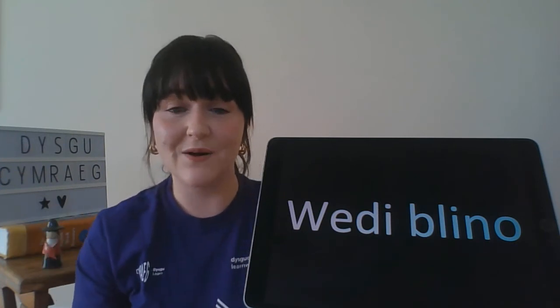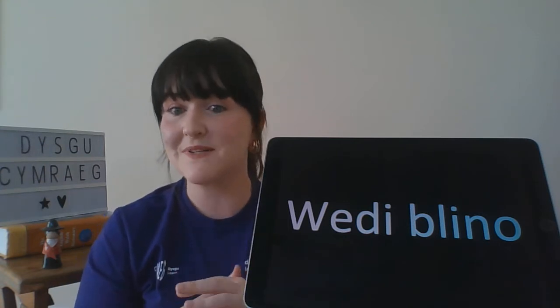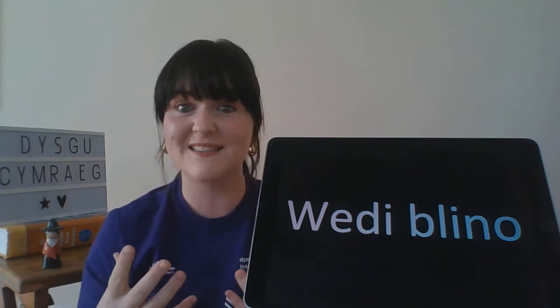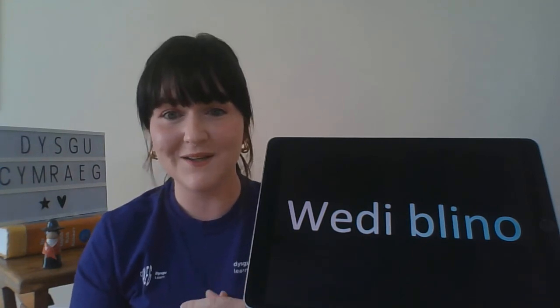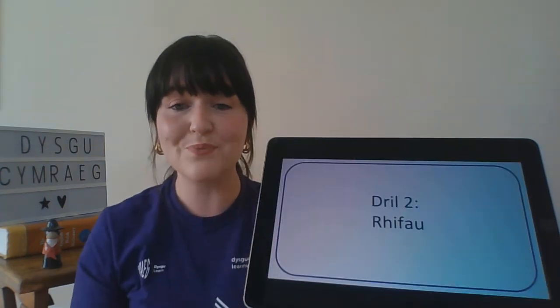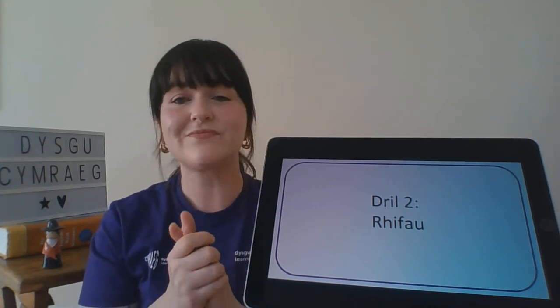Da iawn. So we've practiced now introducing ourselves, asking who somebody is, how they are, and then practicing a few answers. Iawn, da iawn, diolch, ofnadwy, a wedi blino. So we're going to be moving on now to practice some Welsh numbers, 1 to 10.